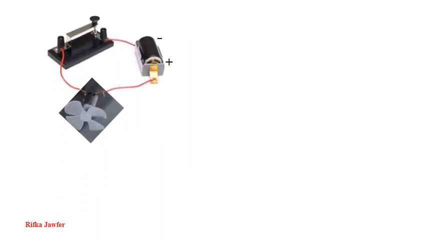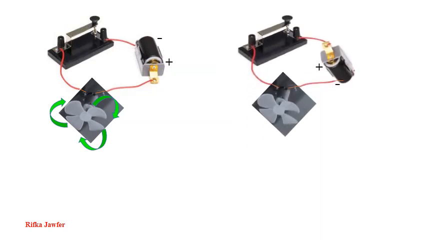Construct a circuit as shown by connecting a motor to a dry cell and a switch using connecting wires. When the switch is on, the fan of the motor will rotate in one direction. Now change the terminals of the dry cell and switch on the circuit. Now you will observe the fan of the motor rotating in the opposite direction.